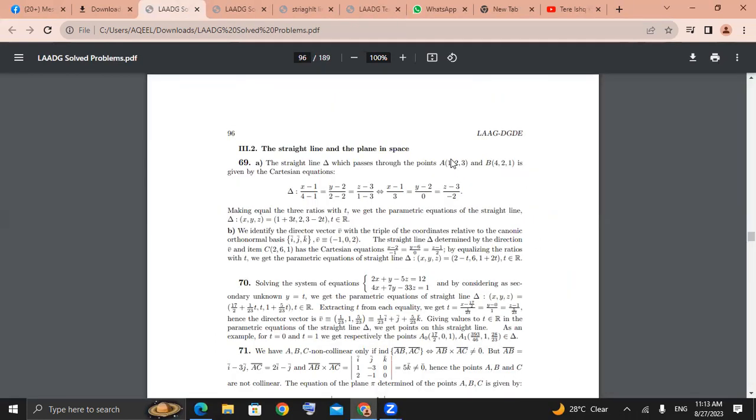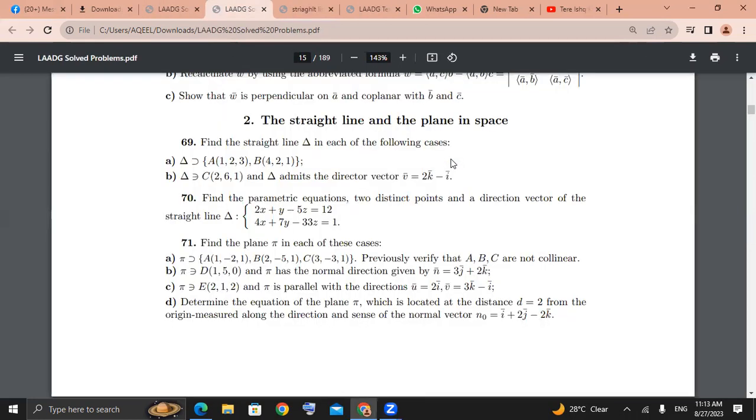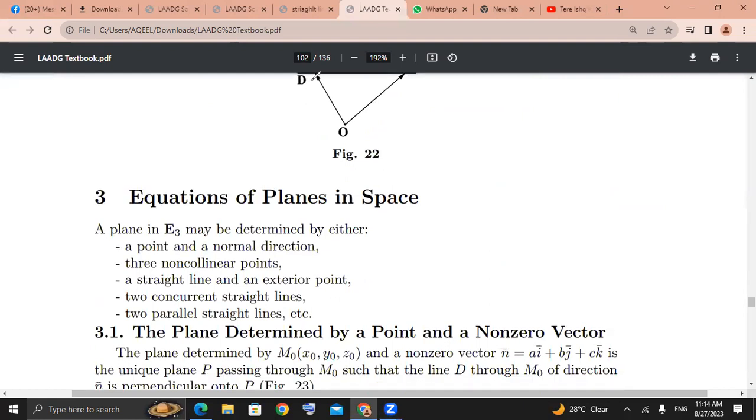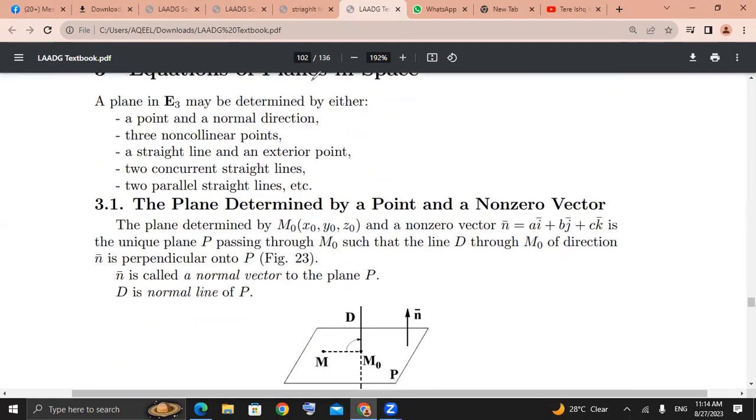Now we have done question number 69. Then we are moving towards question number 71. So what does it say in 71? In 71, we have to discuss the equation of a plane. What is the plane, and what is its equation? Look here, for the plane we have this theory.